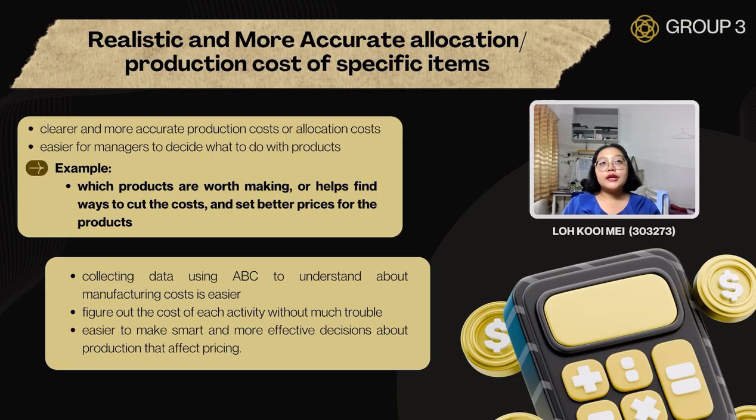Additionally, to understand more about the manufacturing cost, collecting the data using activity-based costing is much easier. Once they have the accurate and necessary data, managers can usually figure out the cost of each activity without much trouble. Moreover, this makes it easier for managers to make smart and more effective decisions that involve a product, including pricing.